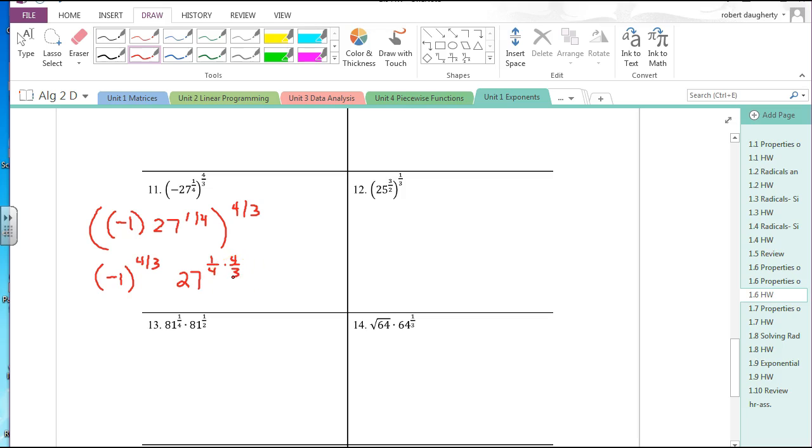This means the cube root of what? Cube root of negative 1. What is the cube root of negative 1? Negative 1. What is negative 1 to the 4th power? 1. So this is just 1.